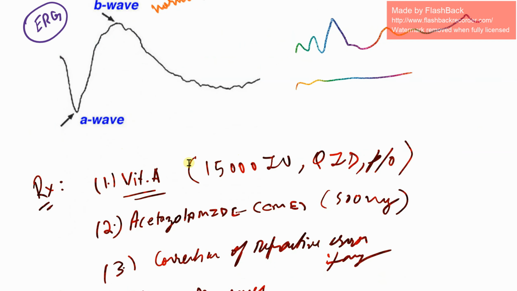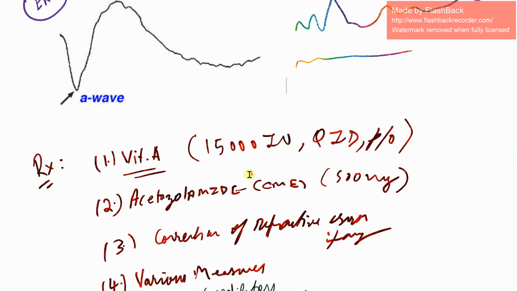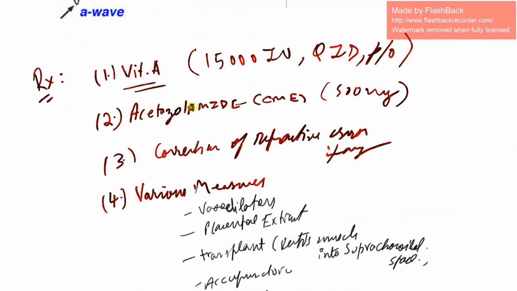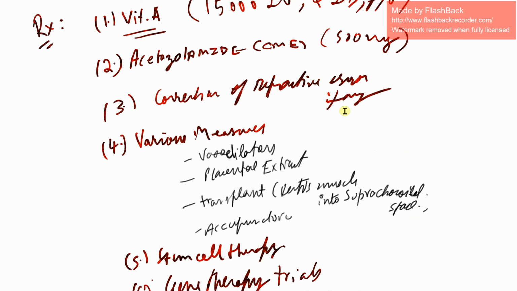Moving on to the final, what is the treatment of retinitis pigmentosa? Vitamin A has been tried to check for the progression of the retinitis pigmentosa in a dose of 15,000 international units 4 times a day per oral. For cystoid macular edema, to resolve the edema component, acetazolamide can be tried. Acetazolamide is given 500 milligram. Correction of the refractive error if present.